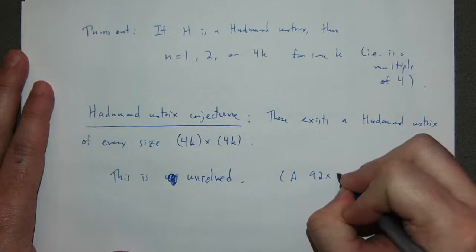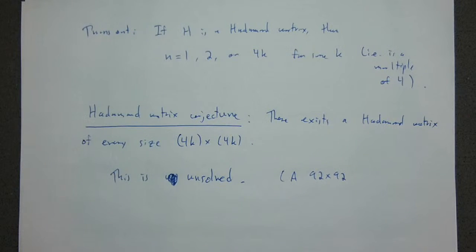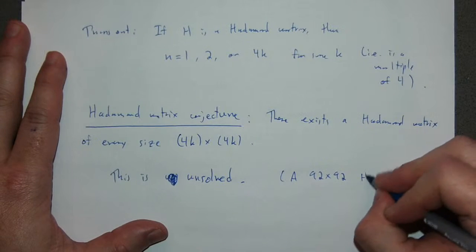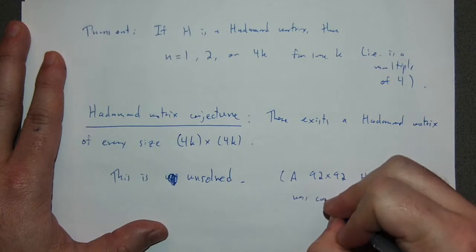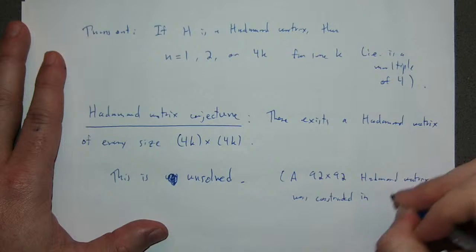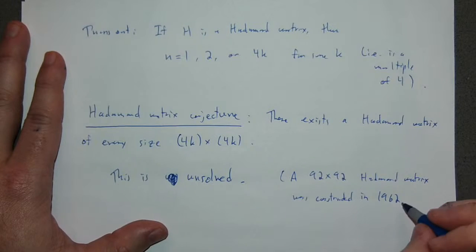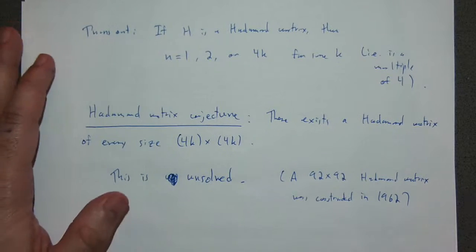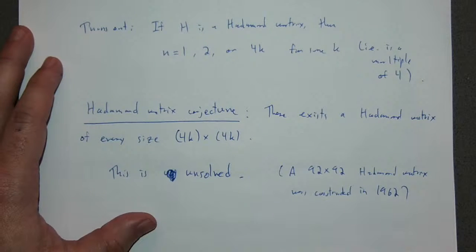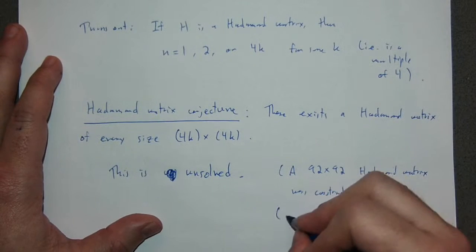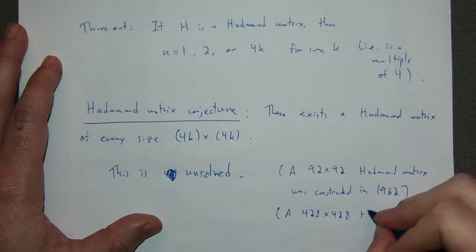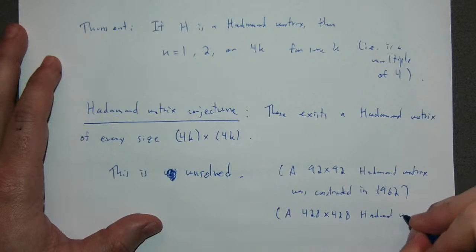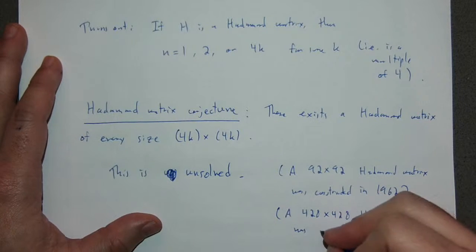I will go over some of these constructions at the very beginning of class next time. It won't take more than like 5-ish minutes. So a 92 by 92 Hadamard matrix was constructed in 1962, which, in terms of math, is insanely recent. And in 2005, a 428 by 428 Hadamard matrix was constructed.